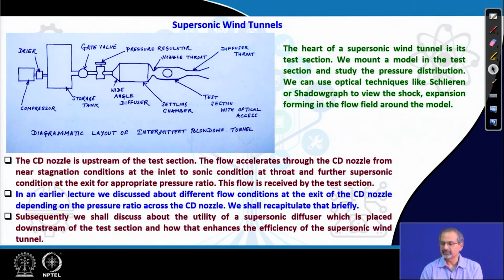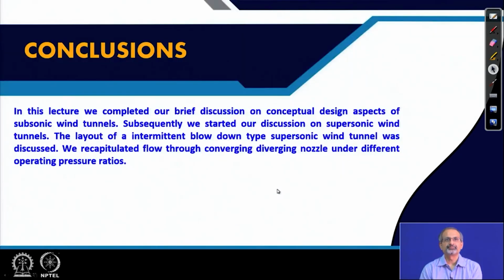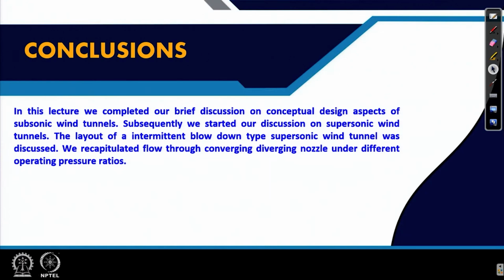We will discuss all this in the next lecture. So, in this lecture we completed our brief discussion on conceptual design aspects of subsonic wind tunnels with a broad overview. Subsequently, we started our discussion on supersonic wind tunnels, and we briefly looked at a layout of an intermittent blowdown supersonic wind tunnel, and we will be recapitulating the converging diverging nozzle in the subsequent lecture, and take the discussion on supersonic wind tunnel design further in the subsequent lecture.